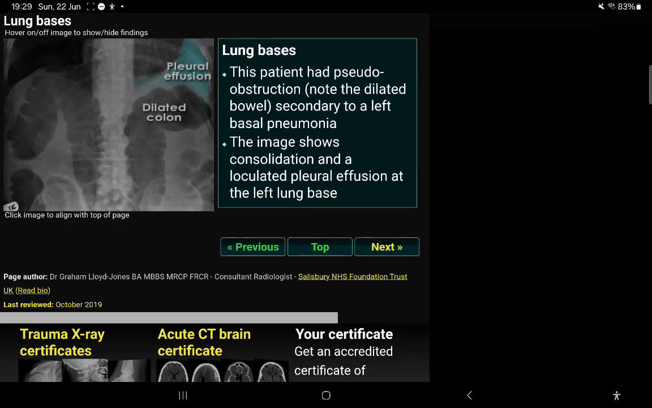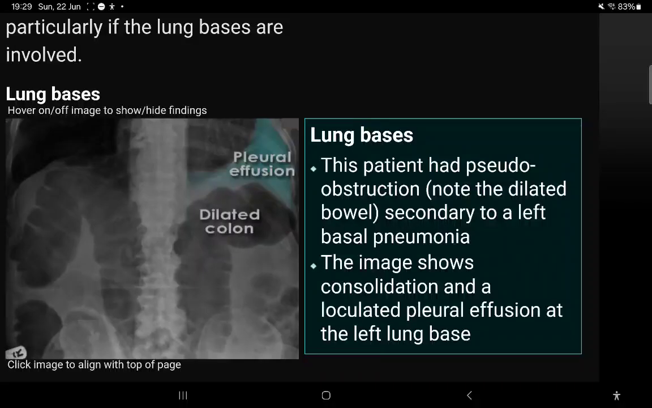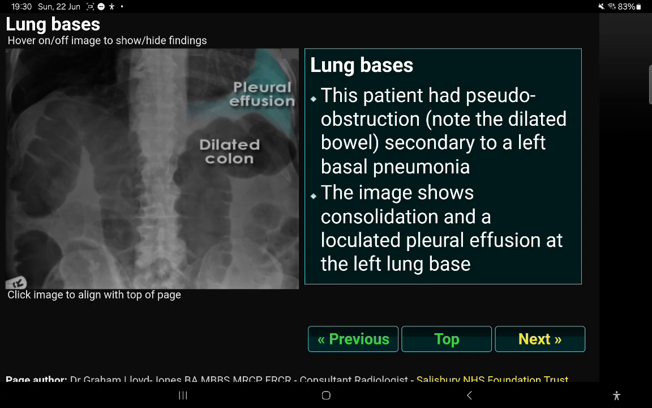Here in this image, we have a pleural effusion within the left side of the chest. Lung bases. This patient had pseudo-obstruction, with dilated bowel and colon, secondary to a left basal pneumonia. The image shows consolidation and a loculated pleural effusion at the lung base. This is the pleural effusion with the density of a soft tissue density, and dilated colon. Now moving to the next.